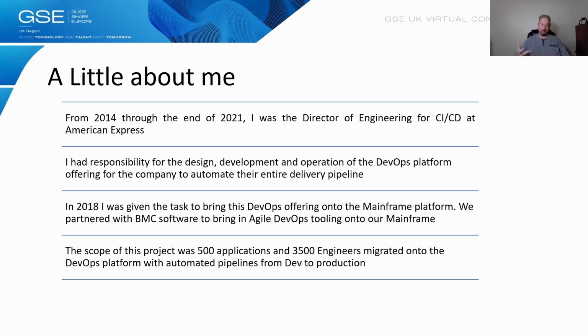So at that point, I was tasked with bringing DevOps onto the mainframe platform. And at the time I partnered with CompuWare, later BMC Software, to bring in Agile DevOps tooling and hook that into our mainframe. And the scope of this project was around 500 applications and 3,500 engineers that we moved off of the legacy platform that we had onto the new DevOps platform that we created along with BMC.